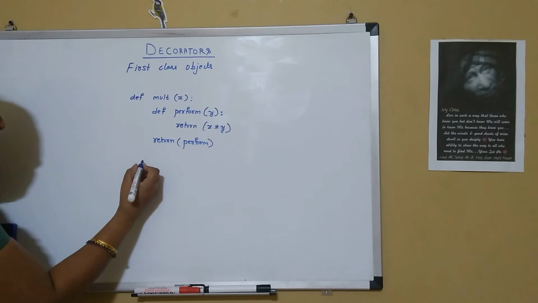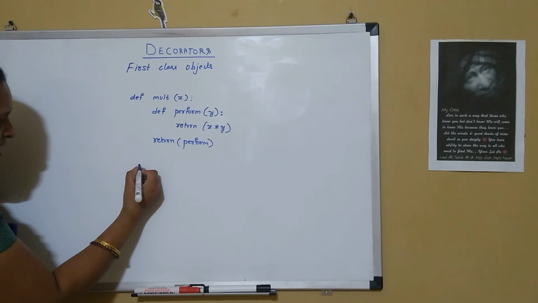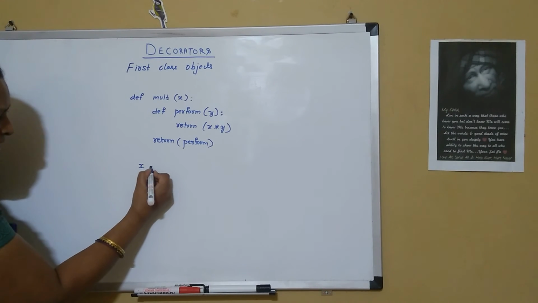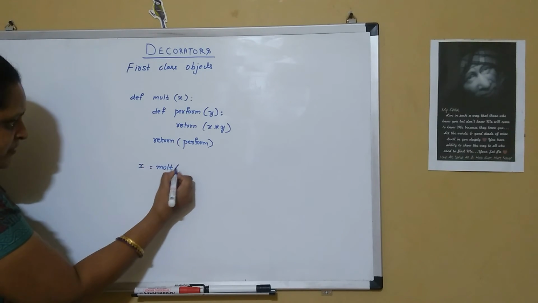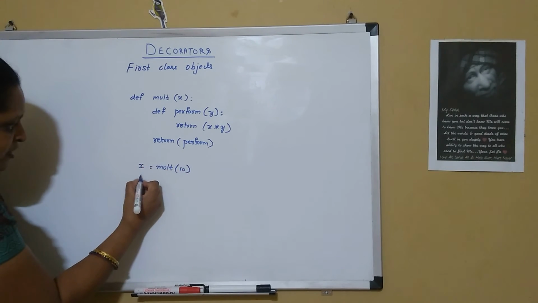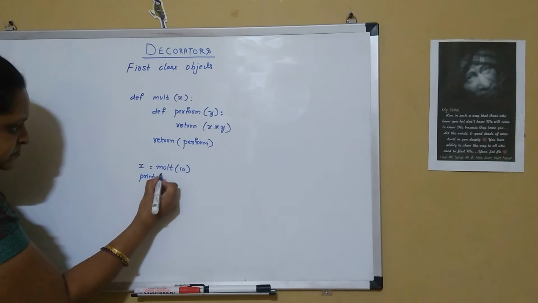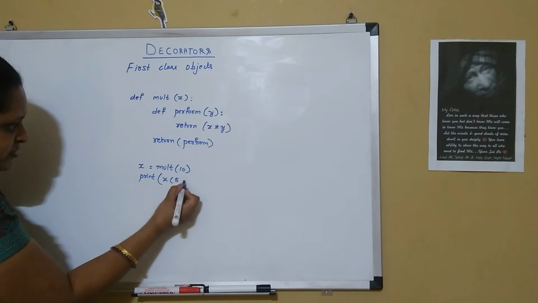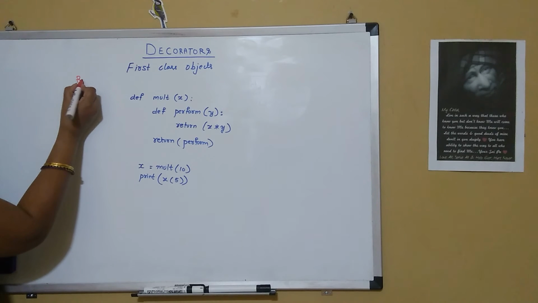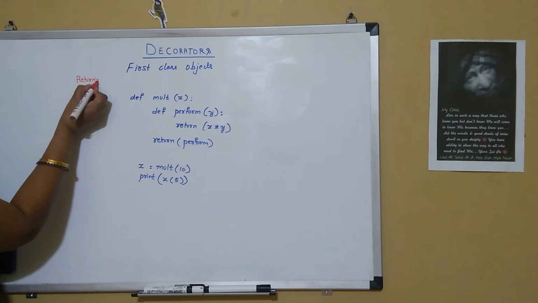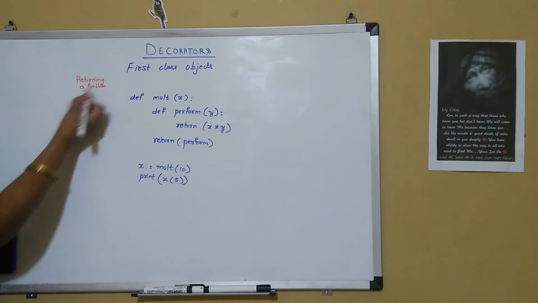And now since it is returning, I have to assign it to a variable, say x equal to mult 10. Now print x of 5. So friends, what does this program do? It is returning a function. So basically returning a function. But how? Let's see it.